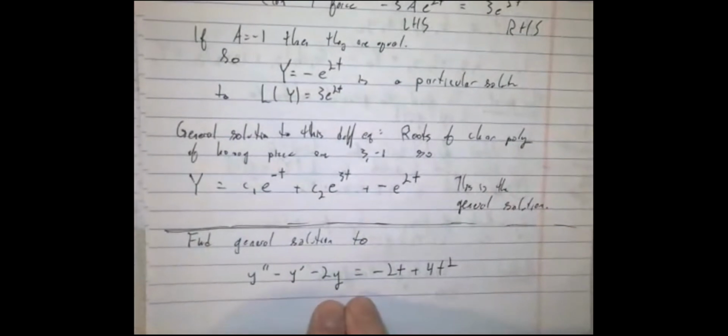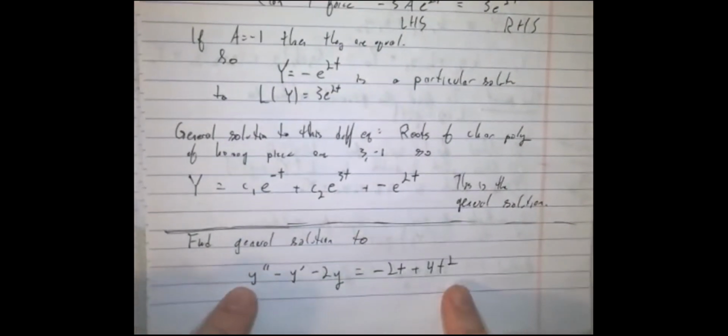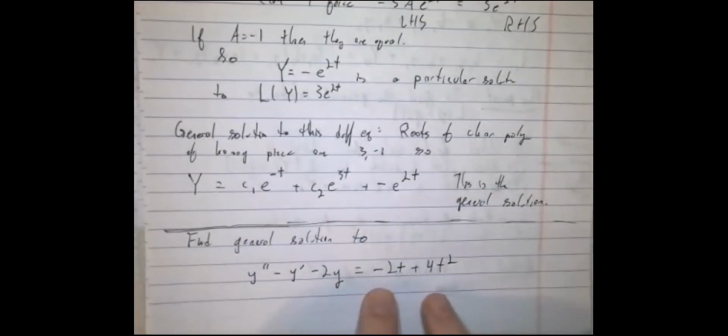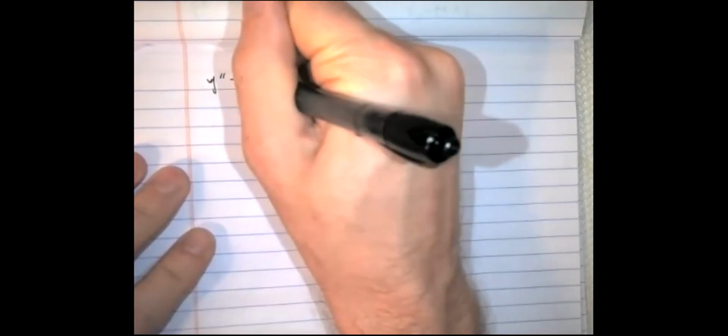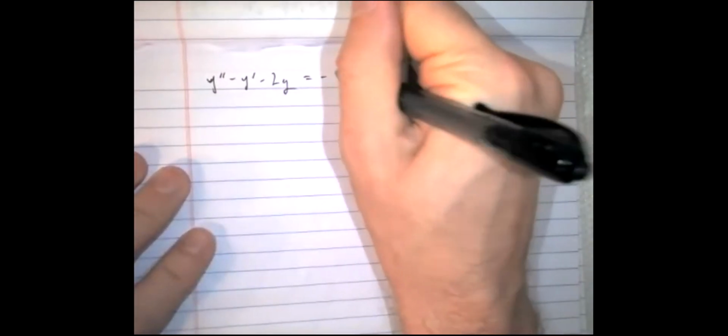We need to find a specific solution to this differential equation, where after taking some combination of derivatives and adding things together, I get a polynomial of degree 2. What should my naive guess for a specific solution be? Some polynomial of degree 2. Yeah, let's try a polynomial of degree 2. Exactly. What I would like for you to do is solve this: y double prime minus y prime minus 2y is equal to negative 2t plus 4t squared.